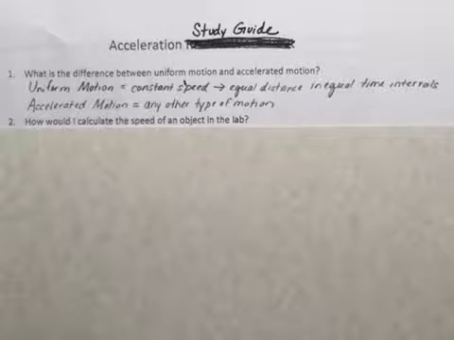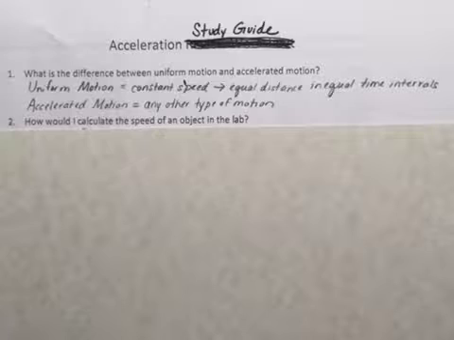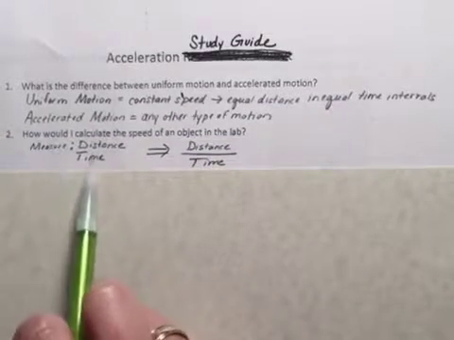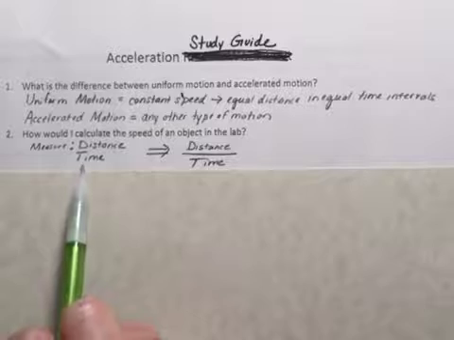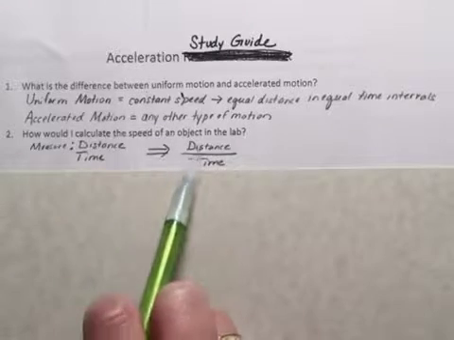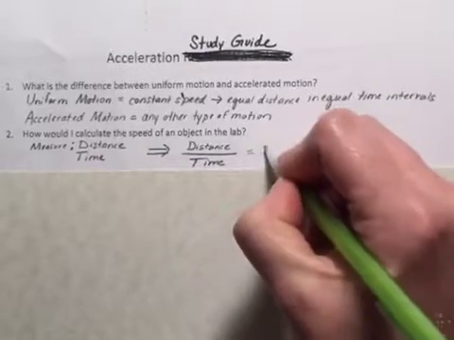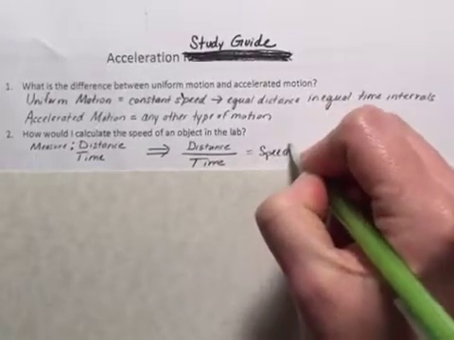Number 2, how would you calculate the speed of an object in the lab? We've done this many times. In the lab, we don't have a radar gun to just tell us the speed, so what we have to do is measure the distance and measure the time, and then we divide distance by time to get our final answer. So out here we could put equals speed.